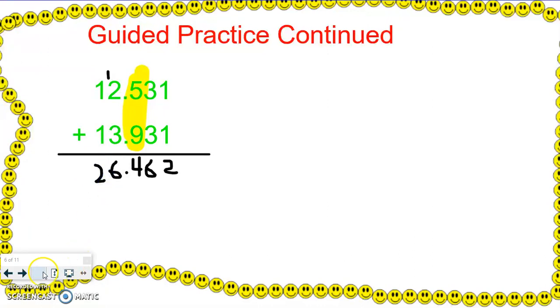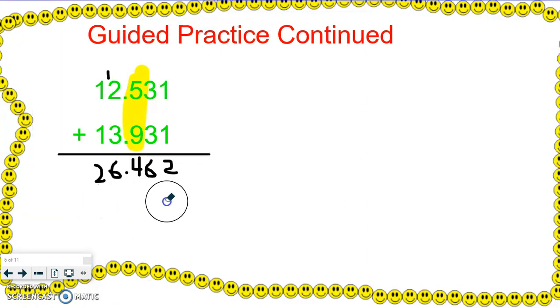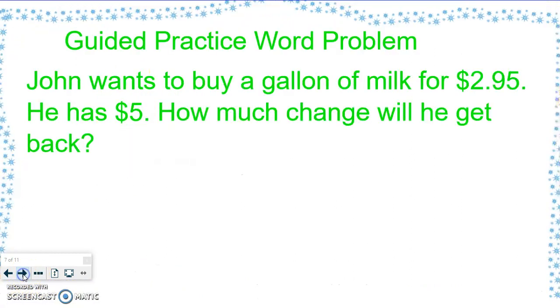So our answer should be 26.462. And to be honest, I can't remember if I had the answer written down or not. I don't think I did. So, oops, erasing some of these smiley faces. So that's what we have, 26.462. We're making sure we carry over to the next placement value.